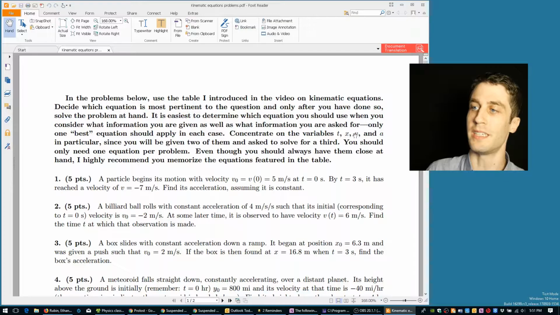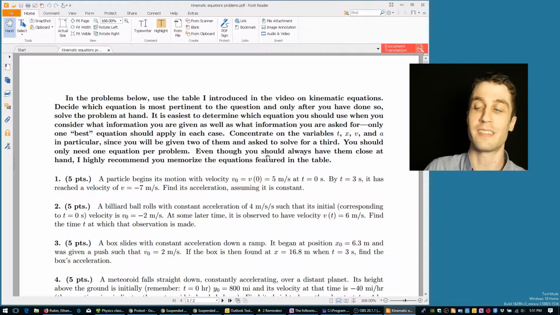Concentrate on the variables t, x, v, and a in particular, since you will be given two of them and asked to solve for a third. You should only need one equation per problem. Even though you should always have them close at hand, I highly recommend you memorize the equations featured in the table. And as I hinted in the previous video, you only need to remember two kinematic equations, and then if you're good with your algebra, you can always derive the other two. But you have to not make any algebraic mistakes.